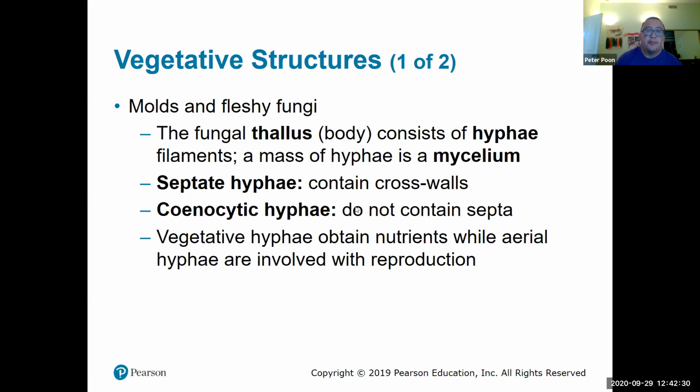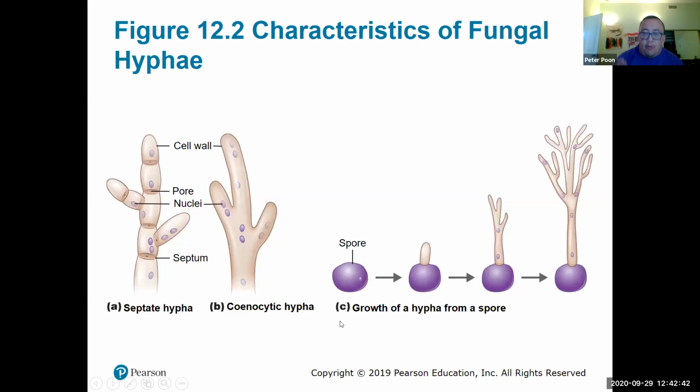The fungal cells consist of hyphae filaments. A mass of hyphae is mycelium. So what most fungi actually are looks like either the septate, which have walls, or the coenocytic, which don't have walls, but they're basically strings of fungi that grow mostly in the ground. The mycelium is mostly in the ground.